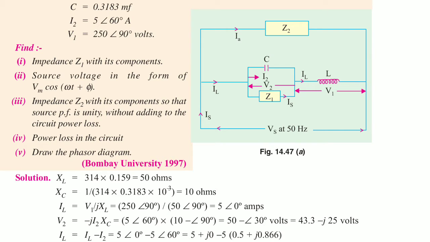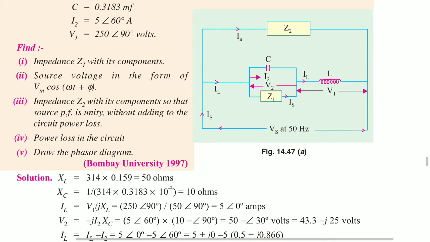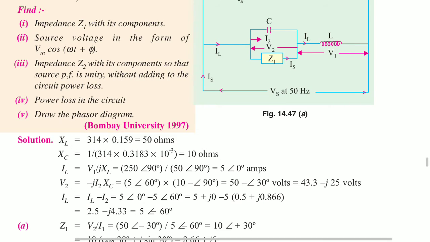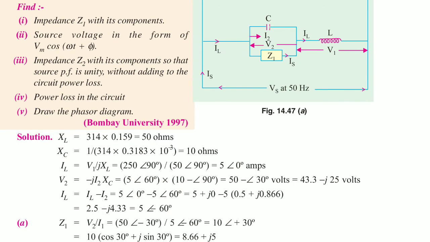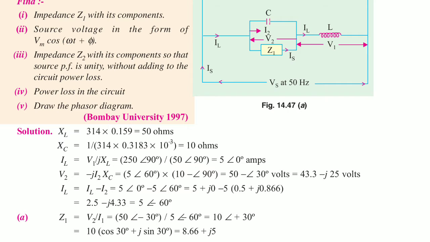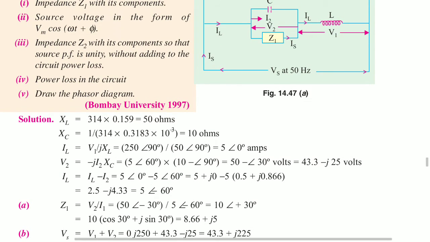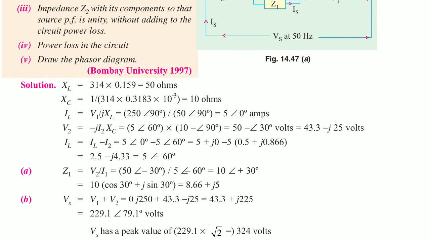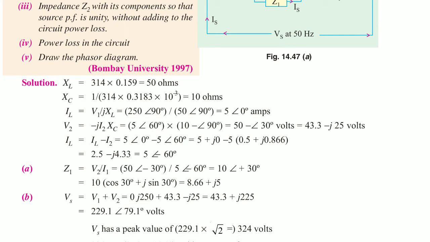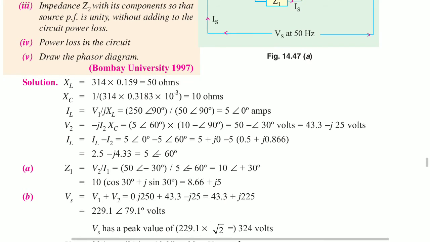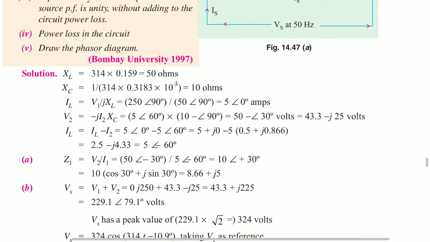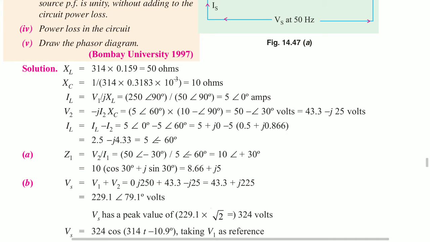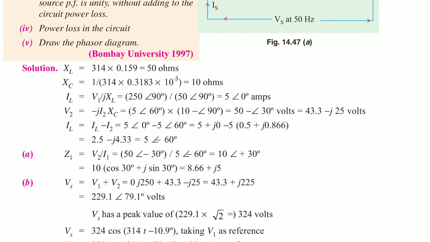in the instantaneous form, that is Vm cos(omega t plus phi), and third, the impedance Z2 with its components, so that the source power factor is unity, without adding to the circuit power loss. And one more: draw the phasor diagram. Here XL is equal to 2 pi FL, that is equal to 50 ohms. XC is equal to 1 by omega C, that is equal to 10 ohms.